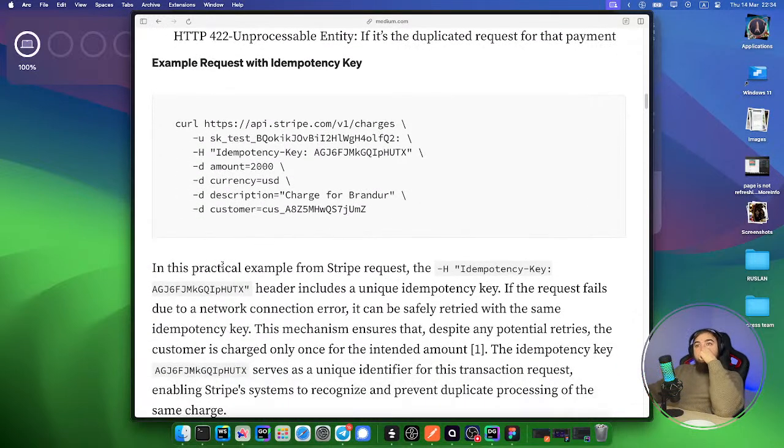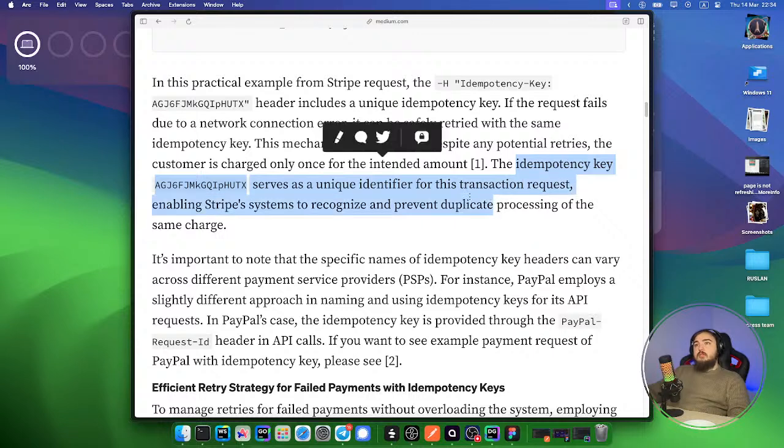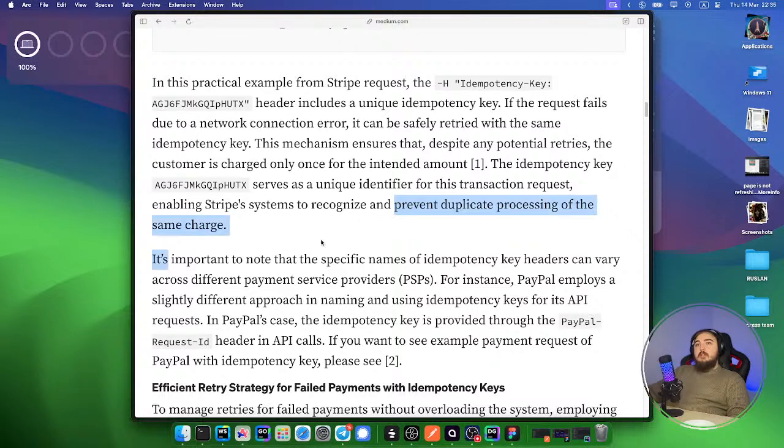Yeah, it's nice. Practical example from prior requests and headers: if the request fails due to network connection, it can be separately retried with the same idempotency key. This mechanism ensures that despite any potential retries, the customer is charged only once for the intended amount. Yeah, of course, the idempotency key serves as a unique identifier for this transaction request, enabling the Stripe system to recognize and prevent duplicate processing of the same charge.